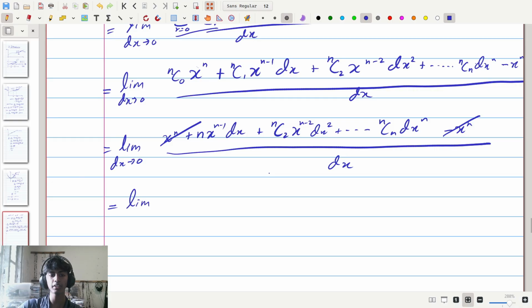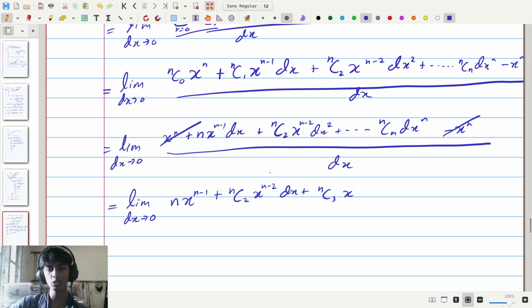If we do this, we can see that this limit is equal to the limit as dx approaches 0 of this thing. When we divide by dx, the first term is just n x to the power of n minus 1. The next term is n choose 2 x to the power of n minus 2 times dx squared divided by dx, which is just going to be dx. The next term after that would be n choose 3 x to the power of n minus 3 dx cubed divided by dx, which is dx squared, plus dot dot dot all the way down. The very last term is n choose n times dx to the power of n divided by dx, which is dx to the power of n minus 1.